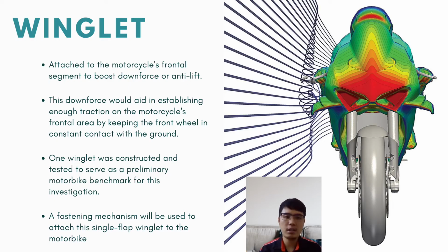A winglet is a bar attached to the motorcycle frontal similar to boost downforce or anti-lift. This downforce will aid in establishing enough traction on the motorcycle frontal area by keeping the front wheel in constant contact with the ground. All winglets were constructed and tested to serve as a preliminary motorbike benchmark for this investigation. A fastening mechanism will be used to attach this single flat winglet to the motorbike.